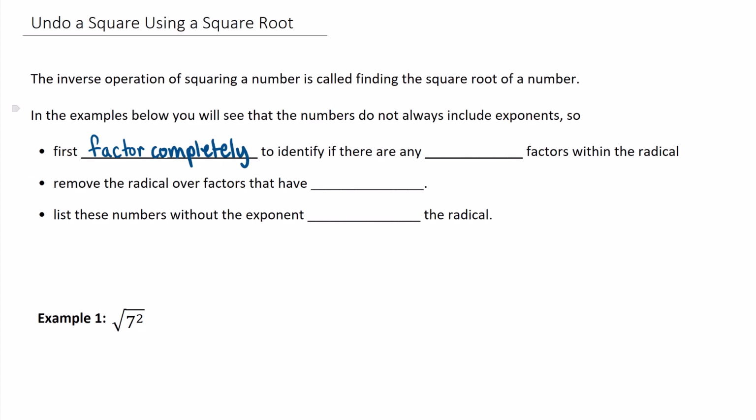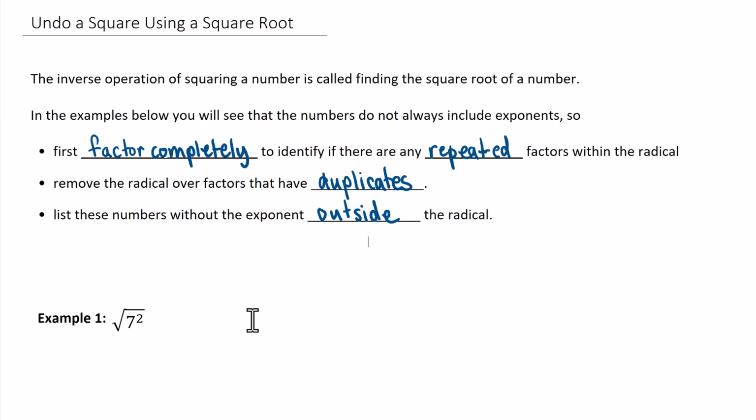to identify if there are any duplicate factors. We'll say repeated factors within the radical. If this happens, we'll remove the radical over the factors that have duplicates, and then we'll list these numbers without the exponent outside the radical. Notice that in example 1 we have 7 squared under a square root.